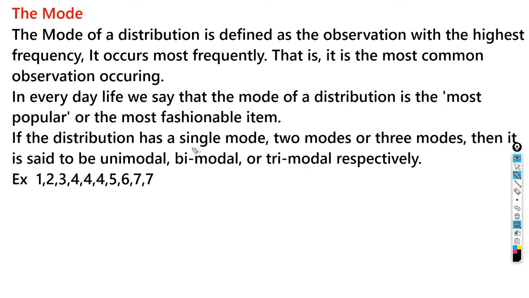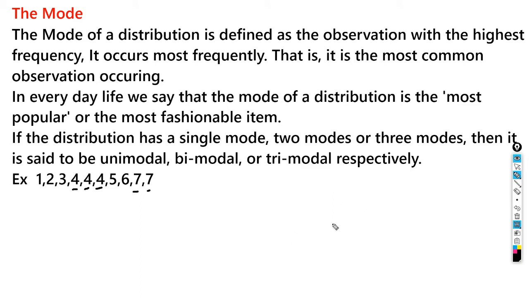If the distribution has a single mode, two modes, or three modes, then it is said to be unimodal, bimodal, or trimodal, respectively. For example, 1, 2, 3, 4, 4, 4, 5, 6, 7, 7.